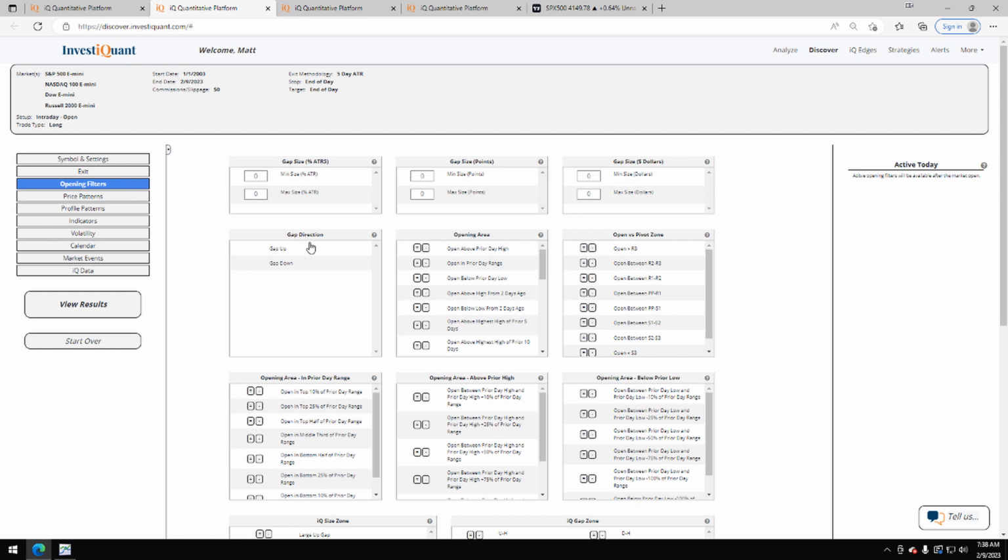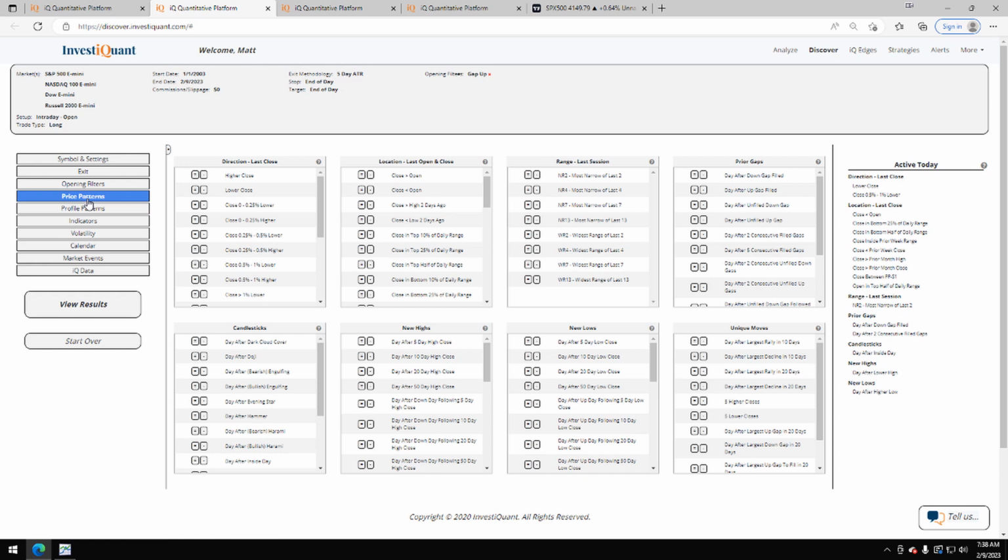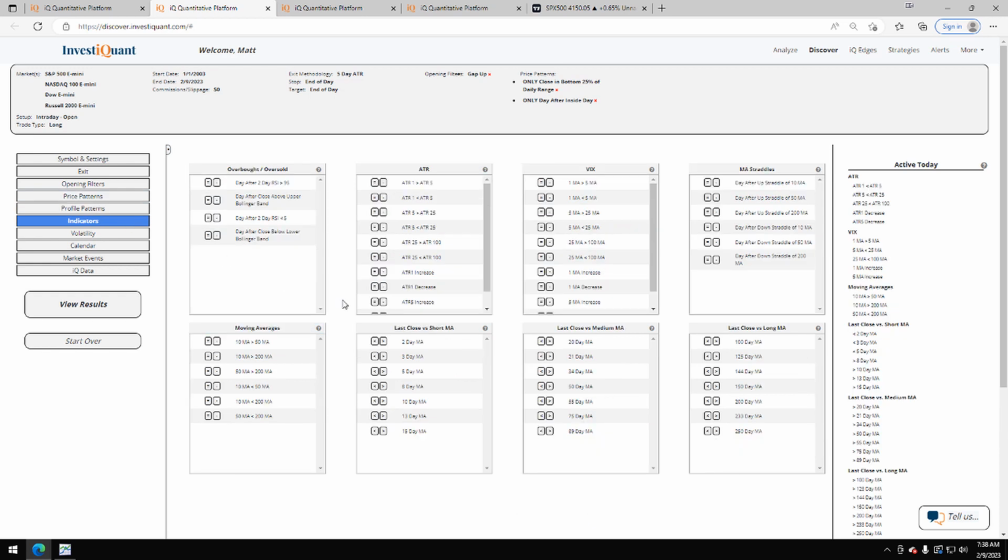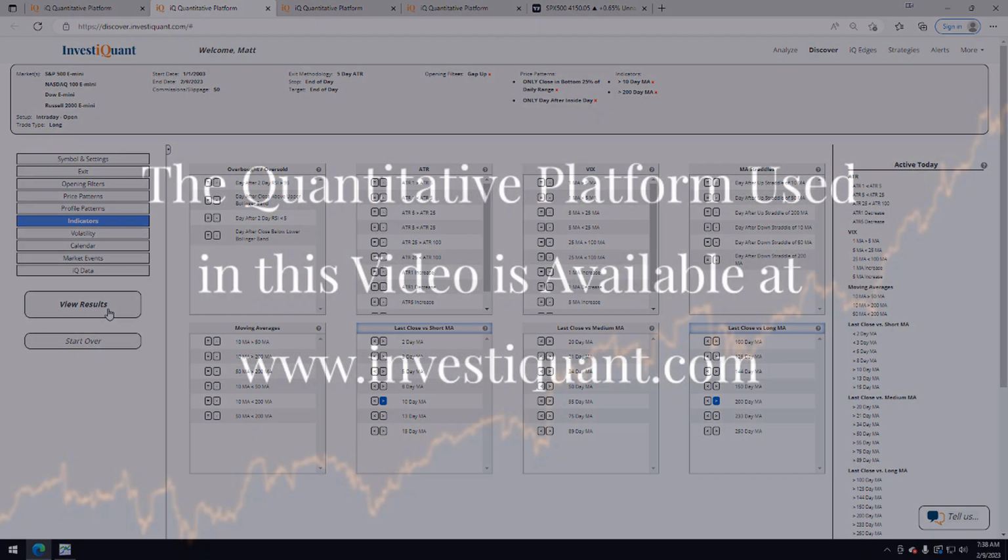I'm going to go to the opening filters and add that by clicking on Gap Up here. The next thing I'm going to do is go to the Price Patterns library, and I'm going to grab those two pieces of information from the Active Today section that yesterday was an inside day, right there in the Candlesticks library, and we closed near the lows of the session, closing in the bottom 25% of the daily range. I've got both of those added. Next thing I want to do is put us in a similar market environment. Yesterday closed above a 10 and 200-day simple moving average. I've grabbed both of those, and now I can click View Results.